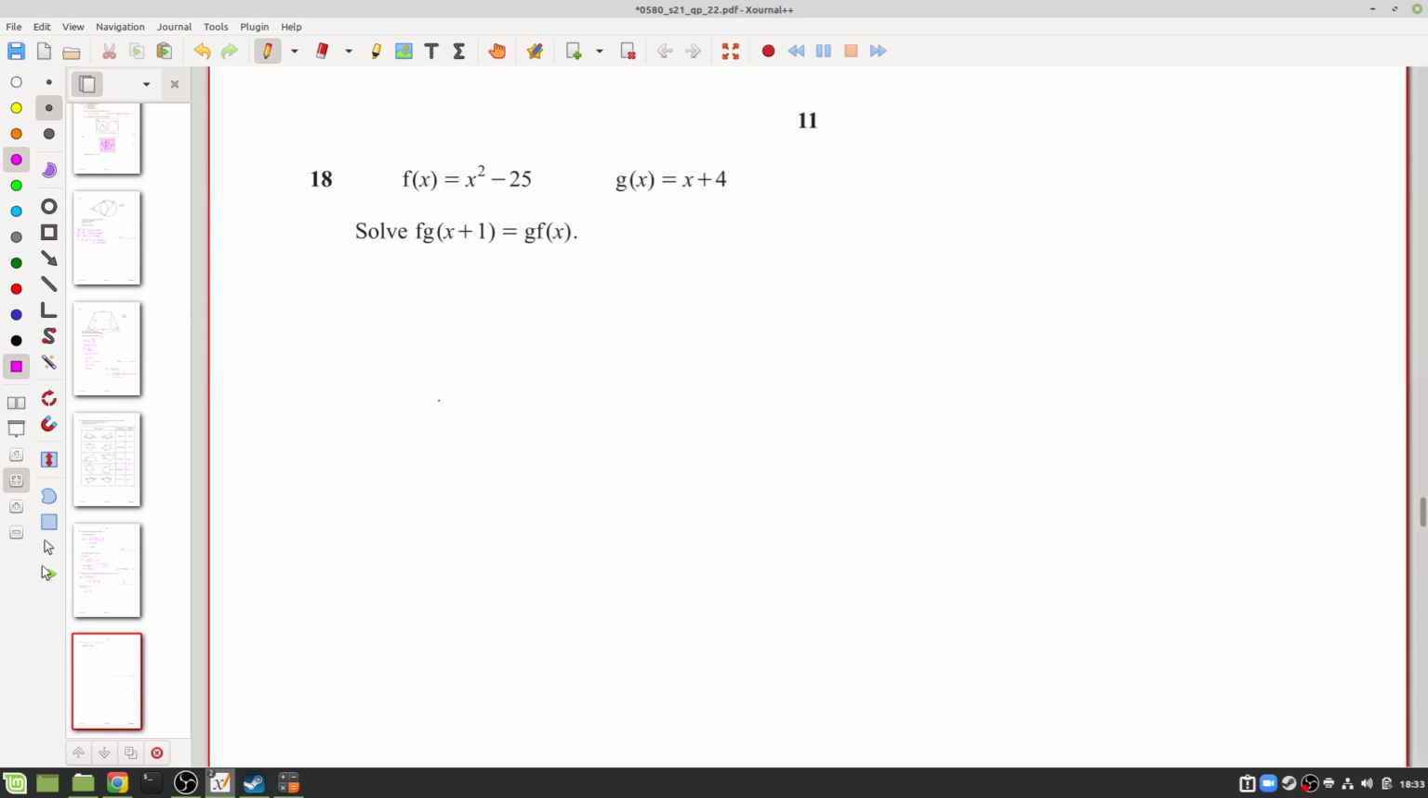Okay, here we've got some functions, f and g. Solve for fg of x plus 1 equals gf of x. Okay, so let's do first fg of x plus 1. For this one, we have to put g of x plus 1 into f. So we could first do g of x plus 1 and then put that answer into f, or we could first put g into f and then substitute x plus 1. It doesn't really matter. I'm first going to do fg. So fg is going to be x squared minus 25, but instead of the x for f, we're going to put the whole function g, which is x plus 4.